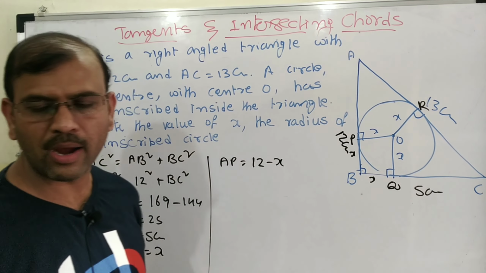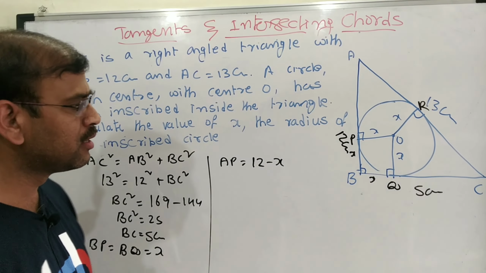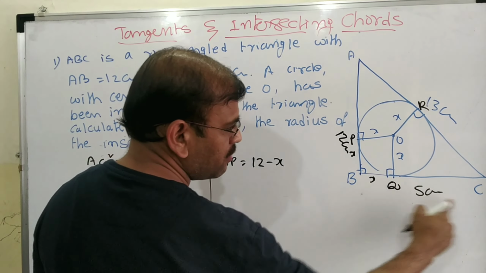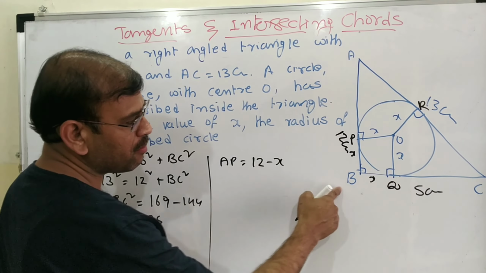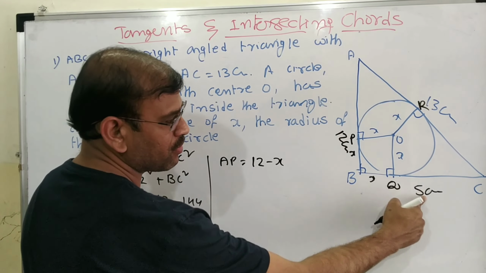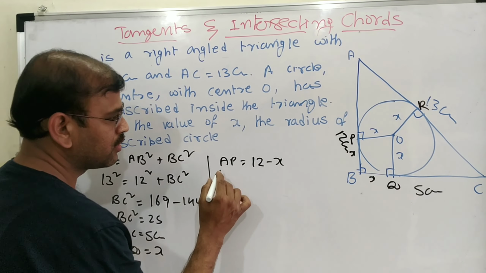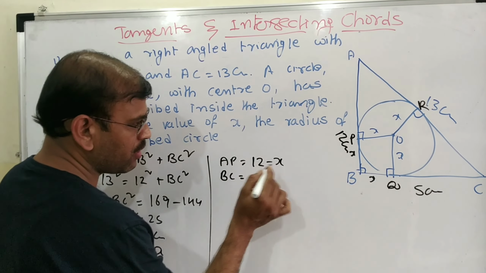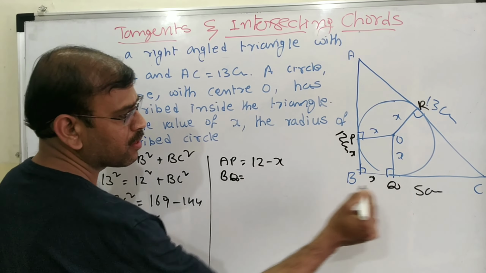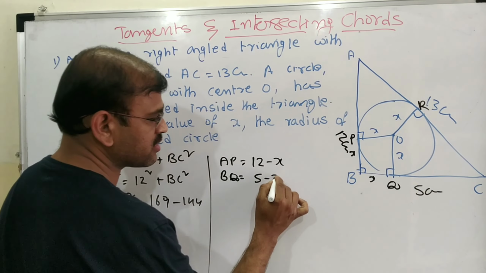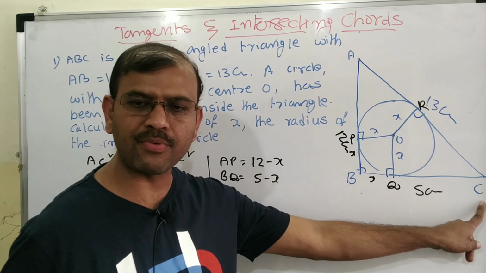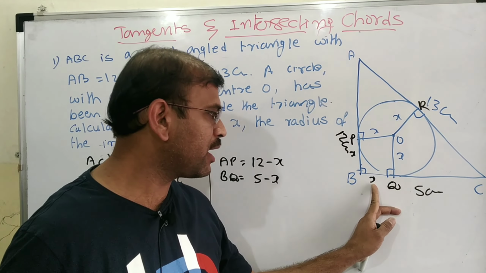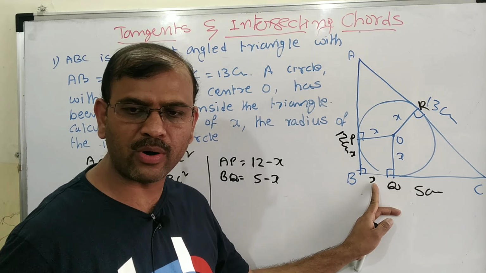Similarly, here also I am going to apply the same concept. Totally BC is 5 centimeter, BQ is x. From the 5 we remove the x value. So QC equal to 5 minus x. The total length is 5 centimeter. From that we are removing BQ. BQ value is what? x.